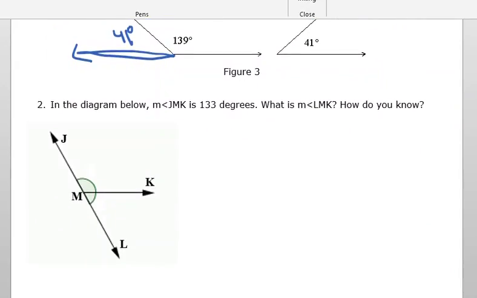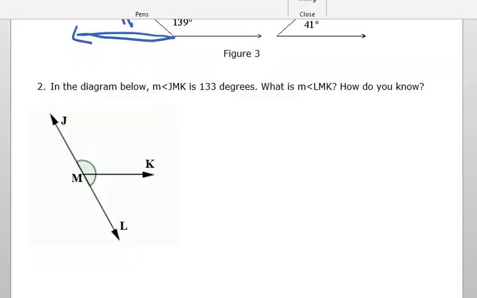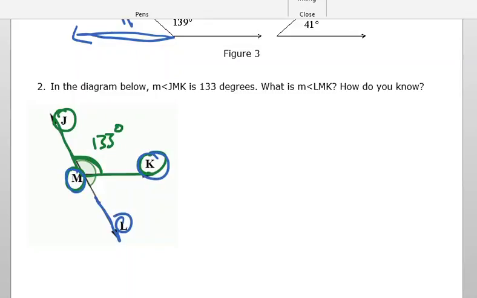All right, and so here it says in the diagram below, angle JMK is 133 degrees. And so let's talk a little bit about how we read an angle. JMK, I would literally just connect. And so I know that I'm talking about this angle right here, and that's 133 degrees. So what is angle LMK, and how do I know? So this is LMK, and I know they're adjacent because they share those two letters here.